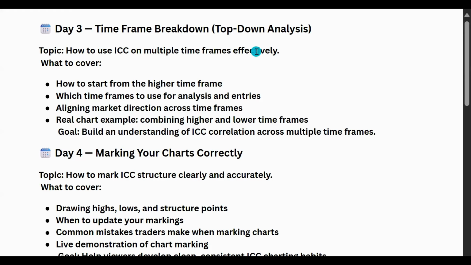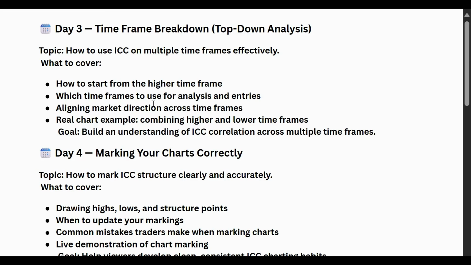So today we're going to be talking about time frames, time frame breakdown in terms of top-down analysis, and how you can also use ICC when it comes to smaller time frames and everything, right? So the topic will be how to use ICC on multiple time frames effectively, and what we will be covering today is how to start from a higher time frame, which time frame to use for analysis, and which ones to use for entries. Also aligning market direction across time frames, which is the correlation part.